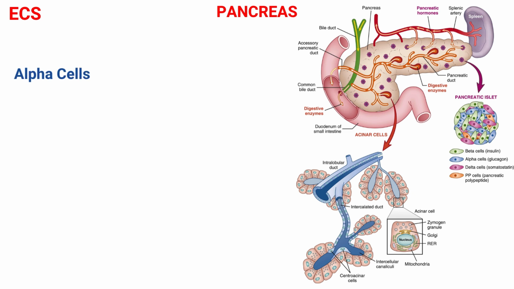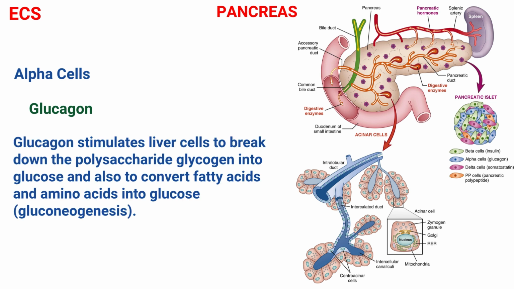Alpha cells. Alpha cells secrete glucagon, which raises the level of glucose in the blood, thus protecting the body from hypoglycemia. This is done by stimulating the liver and skeletal muscle to break down glycogen to release glucose into the bloodstream. Between meals, when blood glucose levels fall, glucagon stimulates liver cells to break down the polysaccharide glycogen into glucose and also to convert fatty acids and amino acids into glucose. This process is called gluconeogenesis. The resulting glucose is released into the bloodstream, causing blood glucose levels to rise.